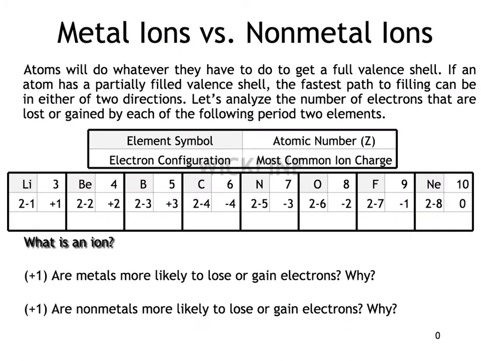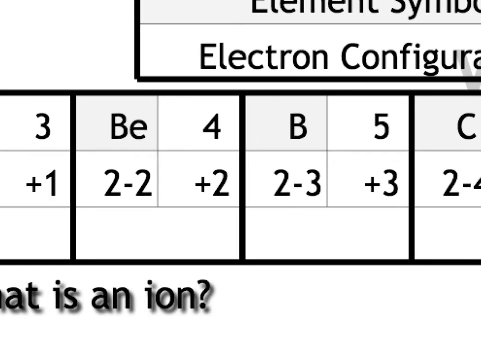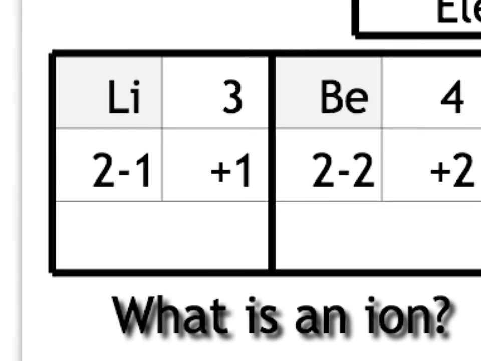Okay, so when we compare metal ions versus non-metal ions, we need to be considering their valence shells. If an atom has a partially filled valence shell, the fastest path to filling could be in either of 2 directions. You could gain electrons to get to 8, or perhaps you would lose electrons to reveal the orbital beneath. Here are some examples of what I mean. Let's take a look at elements from period 2.